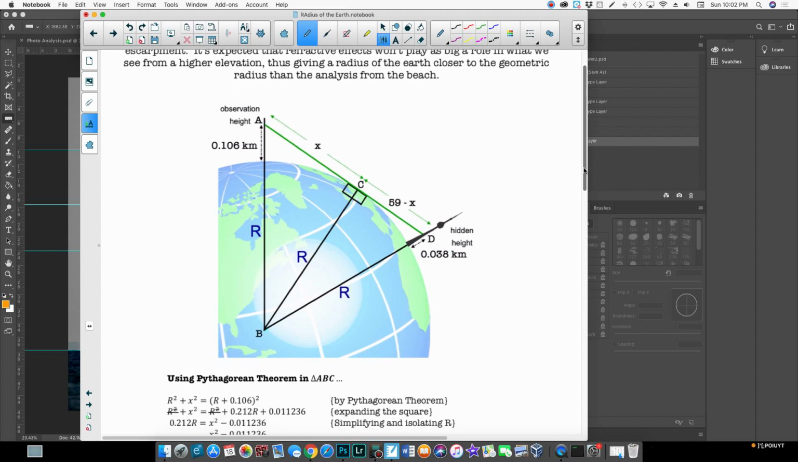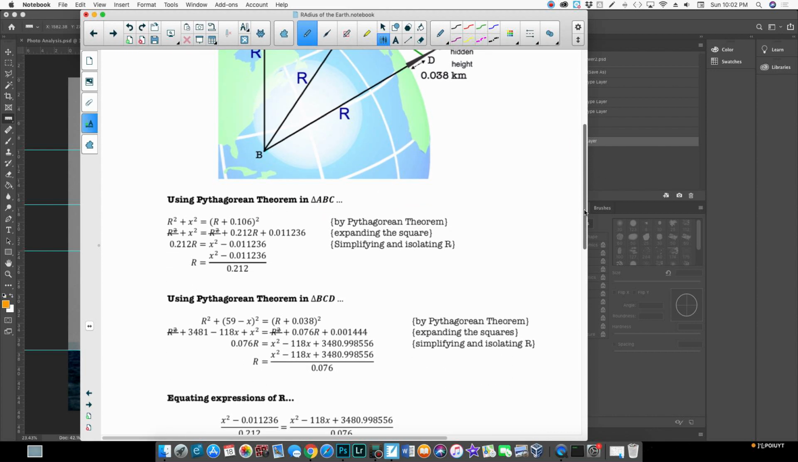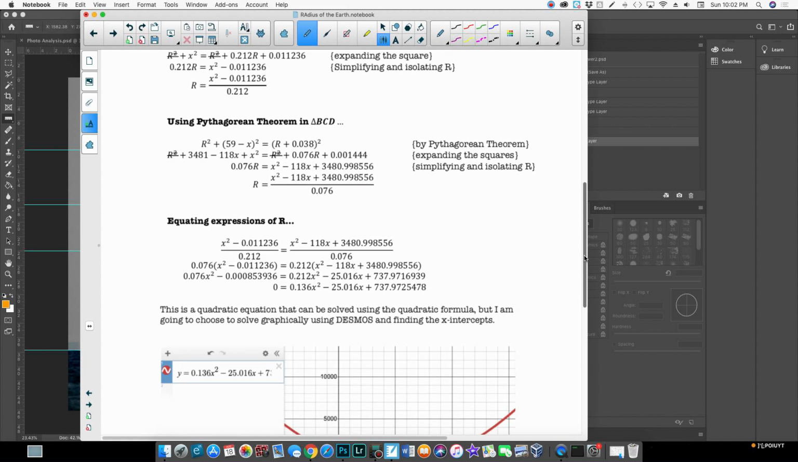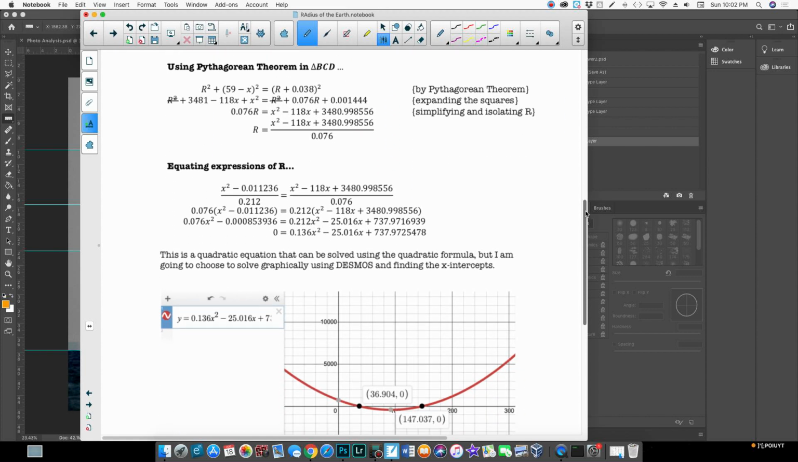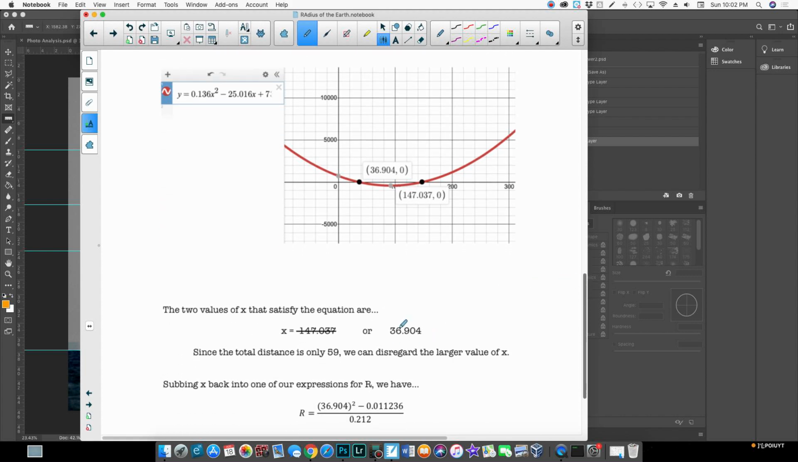So you can see I've changed the diagram slightly. This is a little bit higher. And so we can see we go through the entire process, same as before. And what I end up finding is that the distance to the horizon, using all of the same things, is that it's now 36.9 kilometers to the horizon. So the horizon got pushed back quite a bit by me going up higher.